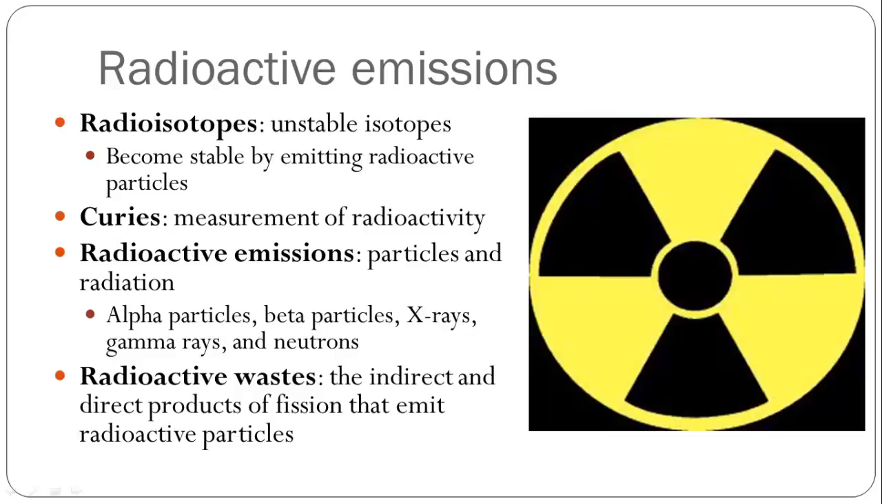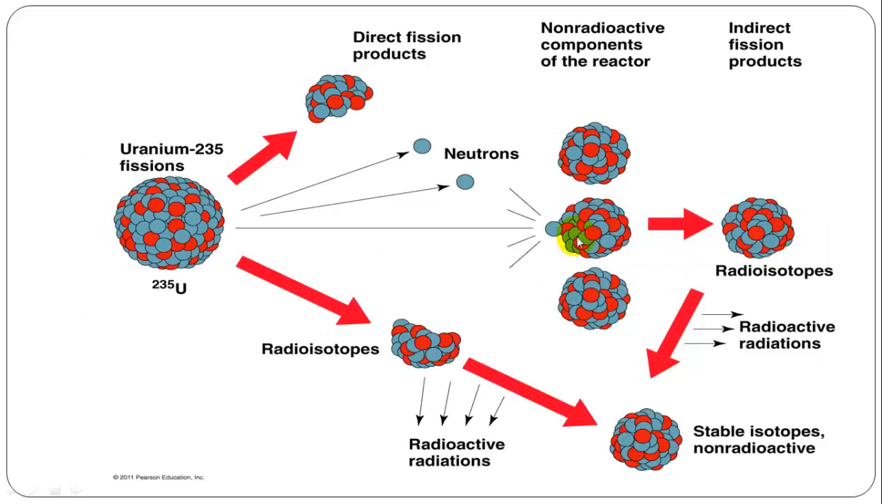And finally, radioactive waste, we talked about that. So you have indirect products of fission that emit some of these radioactive particles or radioactive isotopes. Okay, so you have neutrons, you have these direct products of fission, which are radioisotopes, which are going to give off these emissions over time. Eventually, after those radioactive emissions have been given off, you'll have a stable isotope, which is just fine. It's not going to hurt anyone. But you need to take into account radioisotopes, radioactive radiations, and these byproducts when you have a nuclear power plant.